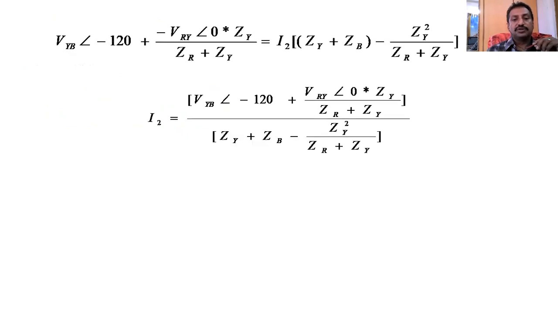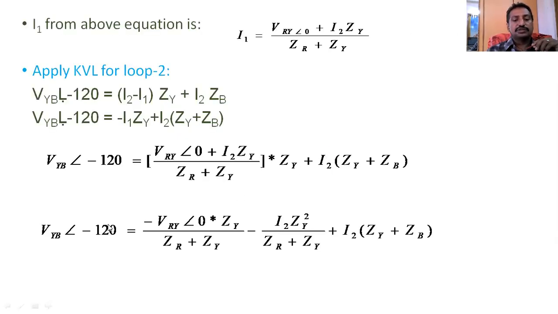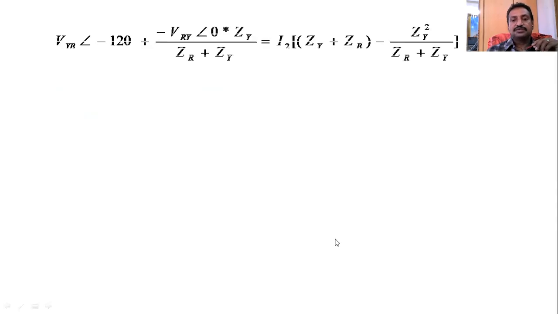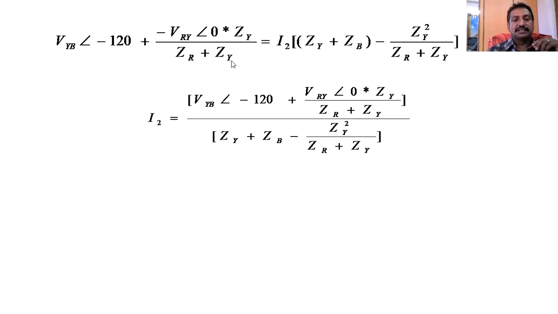So I2 is equal to VYB at an angle minus 120 plus this value, divided by ZY plus ZB minus ZY square by ZR plus ZY. See here step by step. So this value, after then we are substituting this. We commonized I2 separately, and the remaining parts, I1 and the rest, are separate. So from that we'll get the I2 value. So this is the value of I2.